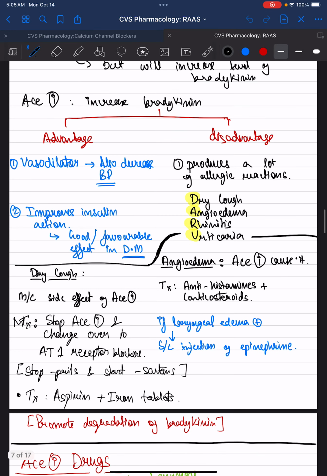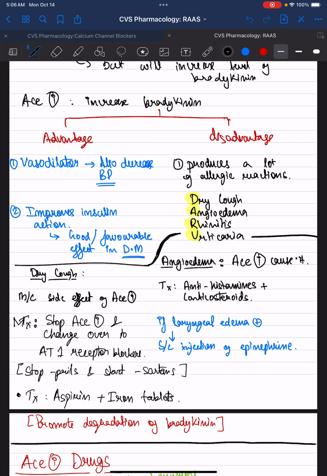So let's read what will happen. The increase in bradykinin has an advantage and a disadvantage. Let's first see what the disadvantages are. It produces a lot of allergic reactions. The most common are dry cough, angioedema, rhinitis and urticaria. You can remember it by saying DARU: dry cough, angioedema, rhinitis and urticaria. They are due to increased bradykinin levels in our body.